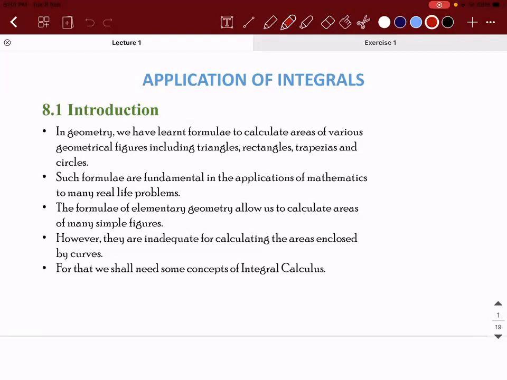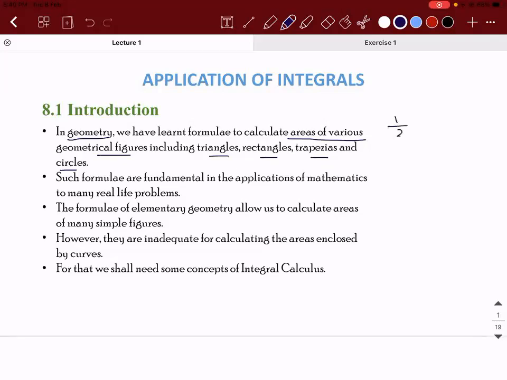So next we'll go to the next chapter, that is applications of integrals, which is chapter number 8. Let's see the introduction first. When you talk about geometry, we learned the formulas to calculate areas of various geometrical figures, including triangles, rectangles, trapezium, and circles, right? Trapezia is the plural of trapezium, right?